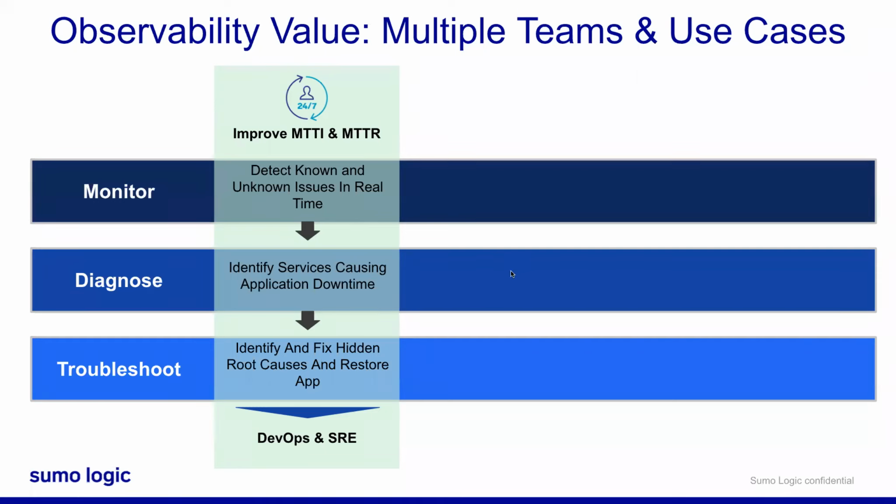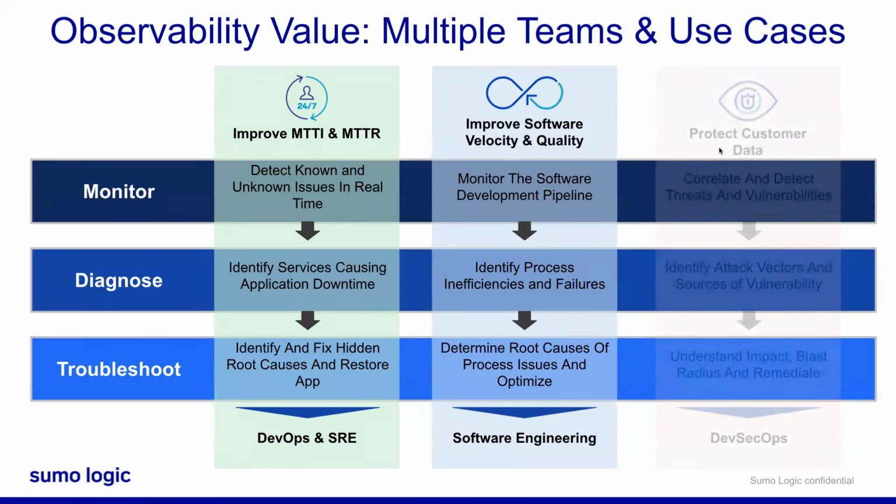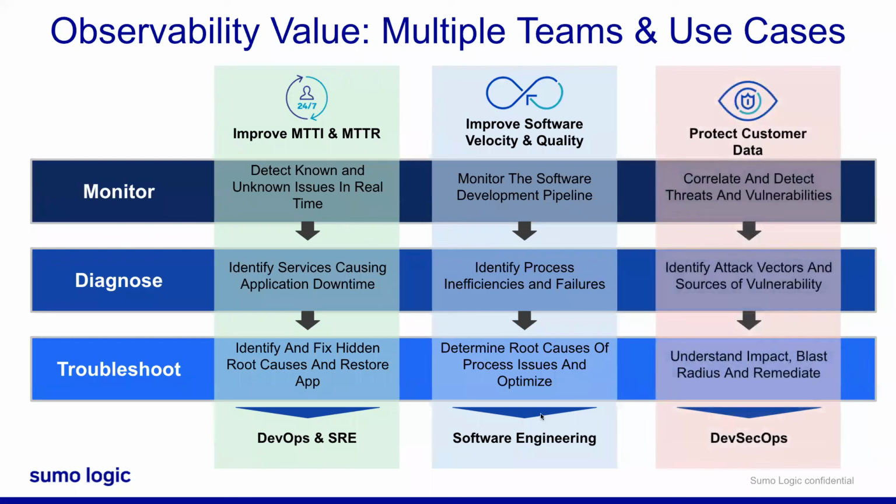Who else can benefit from observability? Software engineers. By providing visibility into the software pipeline, collecting information about that pipeline and identifying issues within the software delivery process, teams can improve the quality as well as the delivery of their application. And then finally, who else can benefit from observability? Well, DevSecOps, security and teams that need to ensure the security posture of their applications.